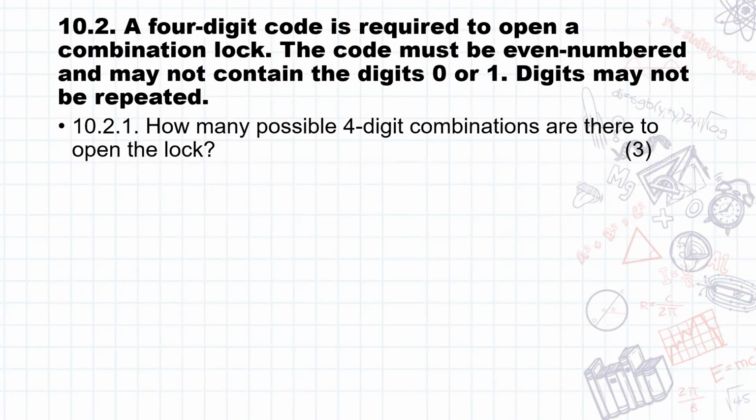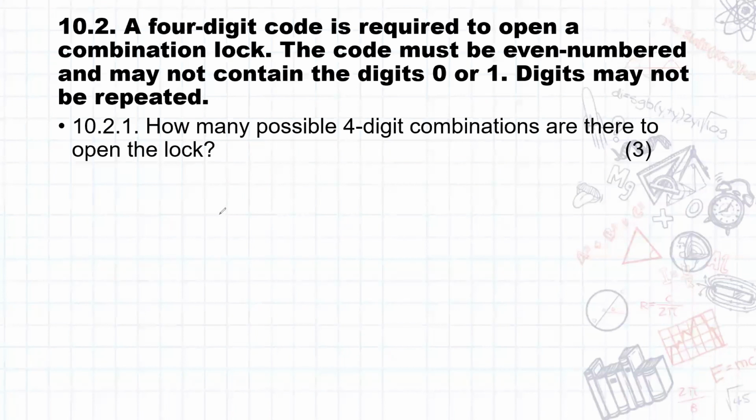So now we move on to permutations and combinations. So we see a 4-digit code is required to open a combination lock. The code must be even numbered and may not contain the digits 0 or 1. The digits may not be repeated. How many possible 4-digit combinations are there to open the lock? All right, so we've got 4 digit positions, right?